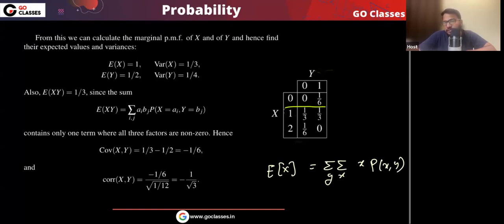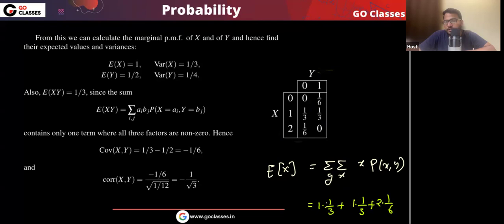So can you tell me at which quantities X is not 0? Basically these four quantities will get considered, and here the PMF itself is 0, so basically these three quantities. The X value is 1 here. So 1 into 1 by 3 plus 1 into 1 by 3 plus 1 into 1 by 3 plus 2 into 1 by 6, right?